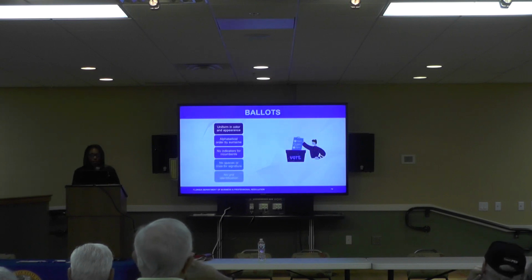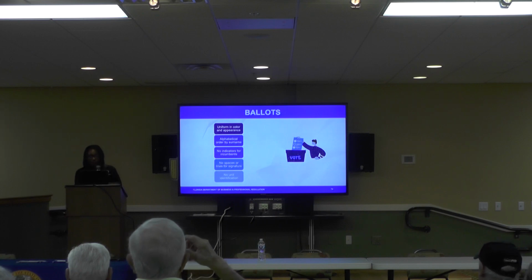Let's discuss ballots a little further. Ballots must be uniform in color and appearance, same color and font. Ballots must list all eligible candidates in alphabetical order by last name. The ballot cannot indicate whether the candidates are incumbent. Ballots cannot contain a space or line for write-ins, so no self-nominating. And it must not have a space for the voter's signature or method to identify unit identity.